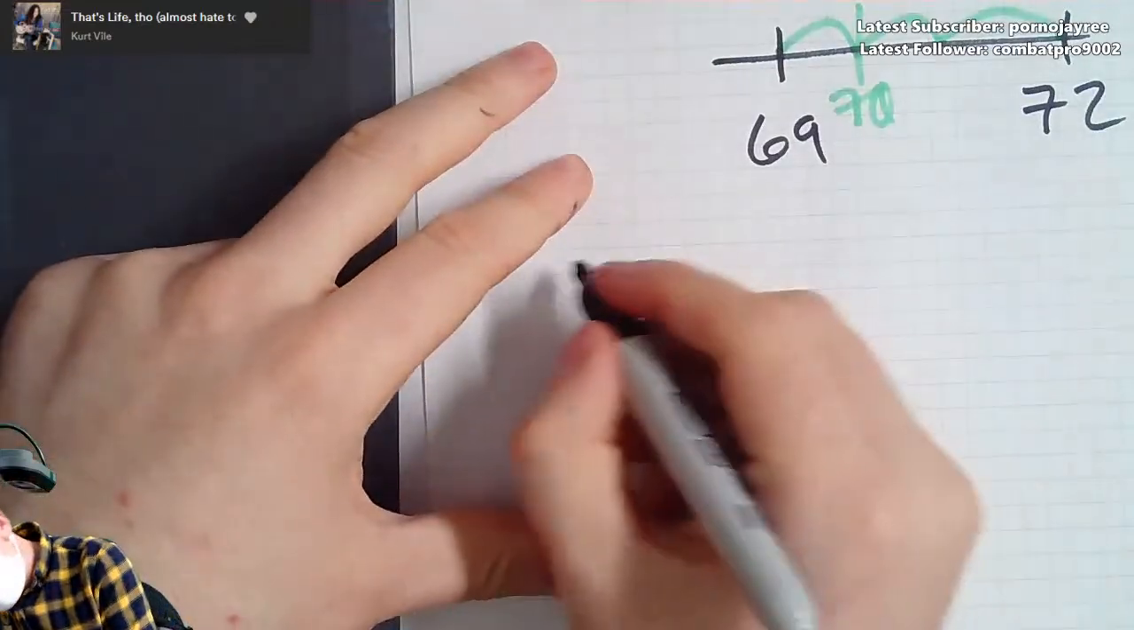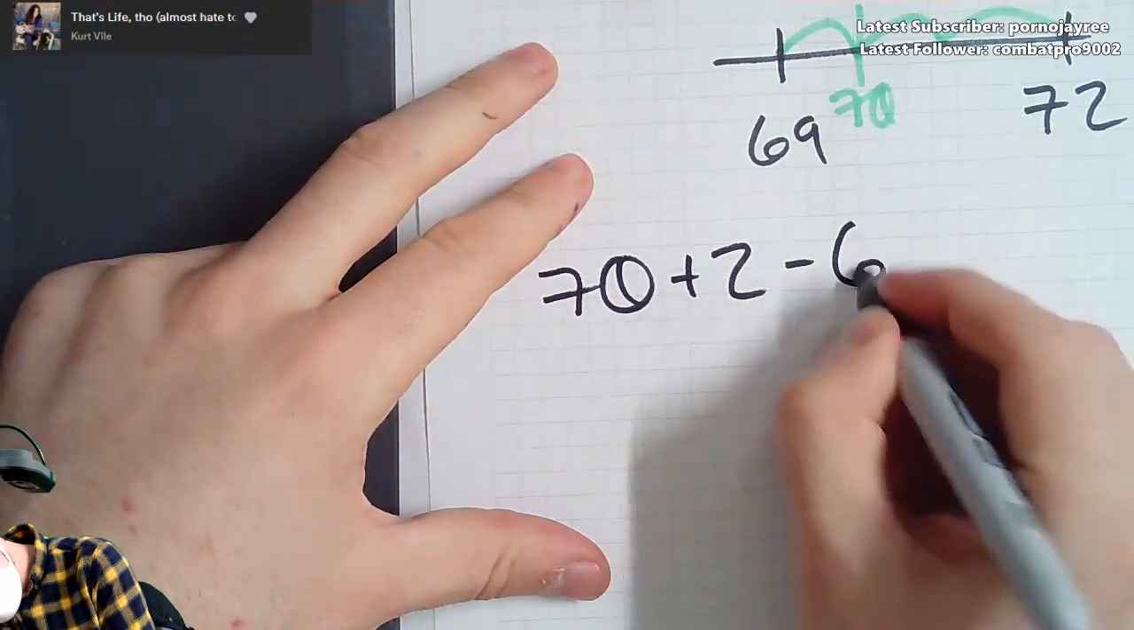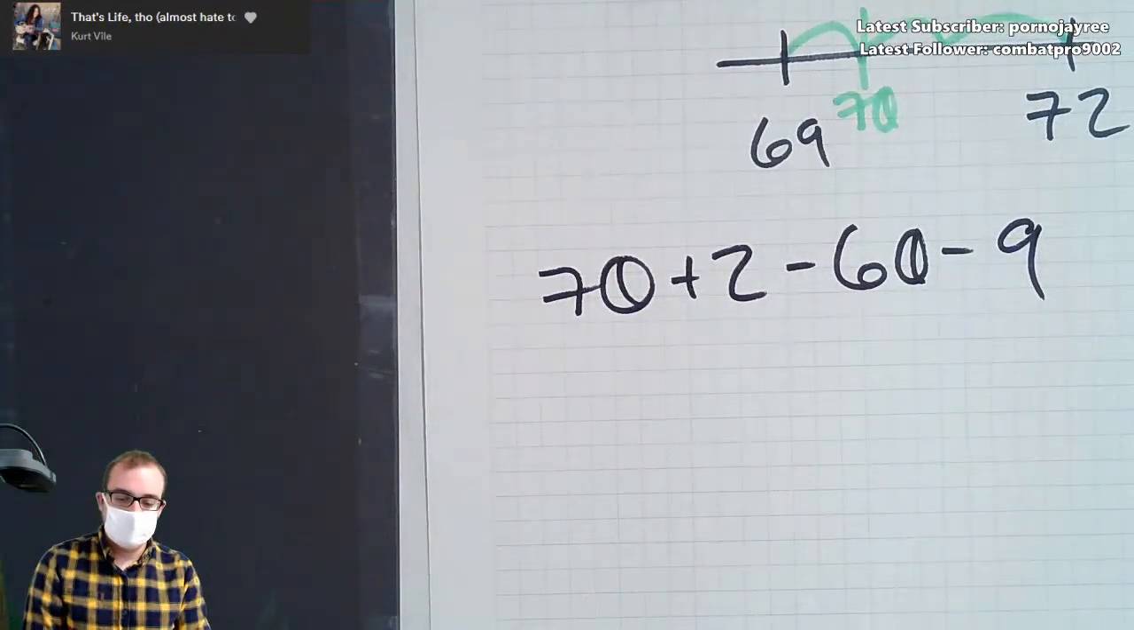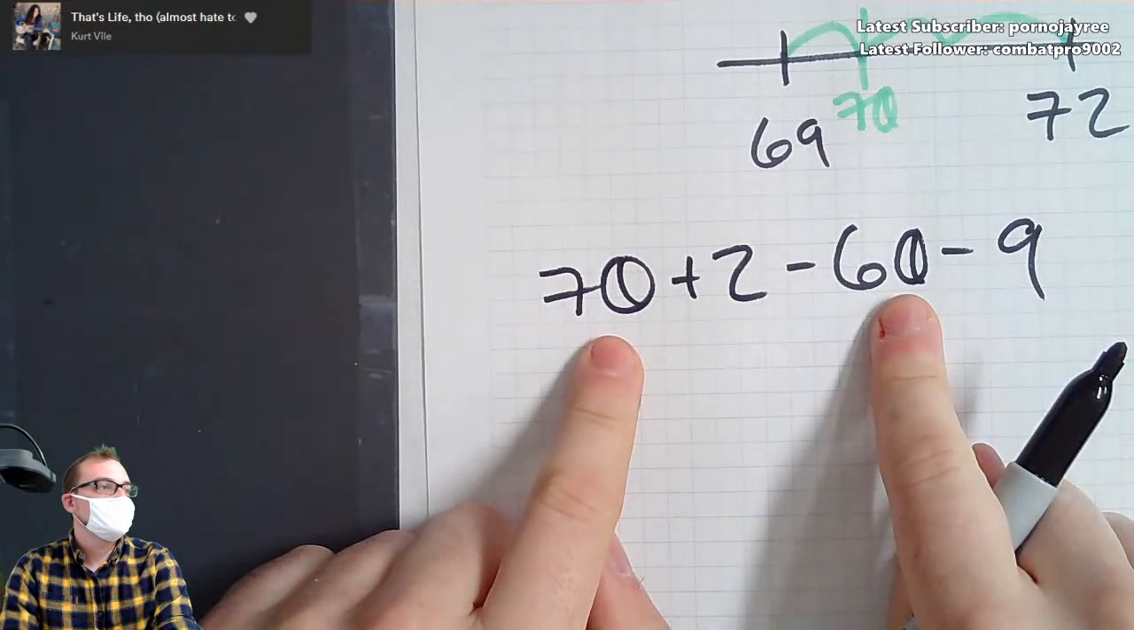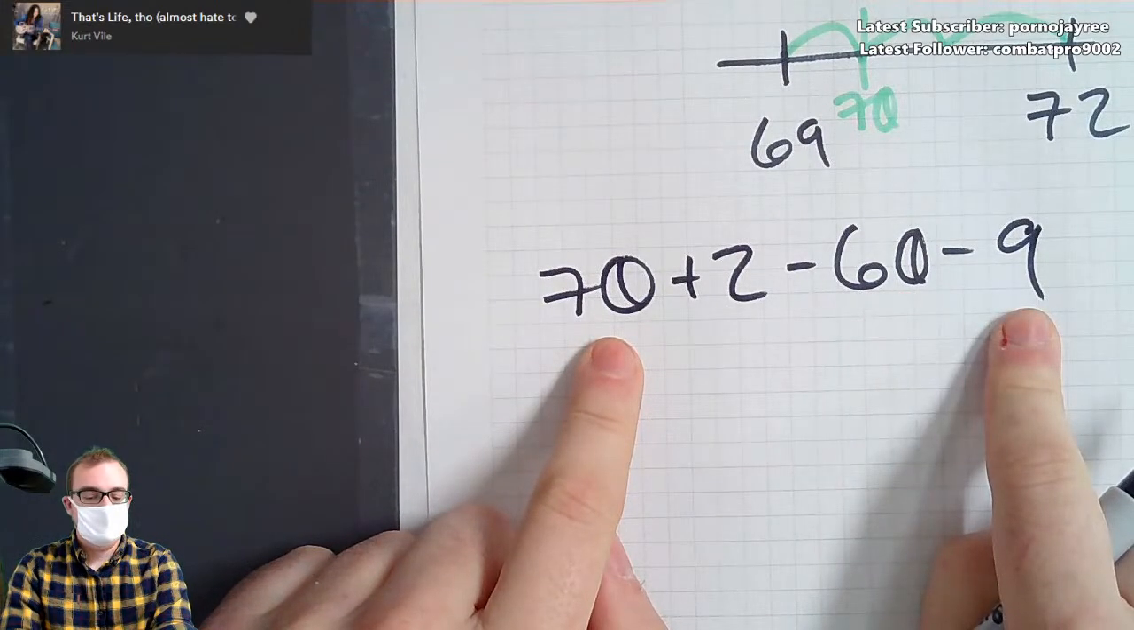What about... What's 70 minus 60? What's 10 minus 9? Add 2.